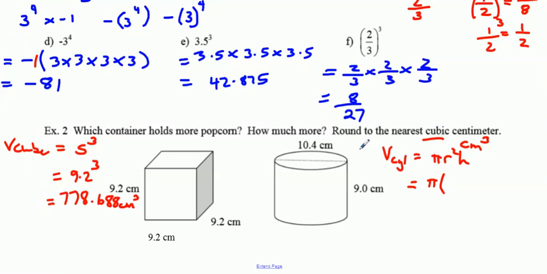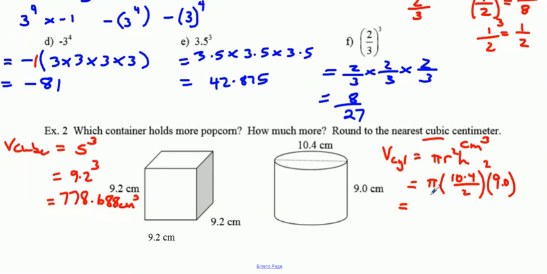The radius is half of 10.4, so I'm just going to write it in as 10.4/2. And I'm going to square that, r squared. And then the height is 9.0. Notice how I'm putting brackets in. I'm not using times signs anymore. We try to get away from that in high school. Even though I've used it up here without brackets, more frequently we use brackets.